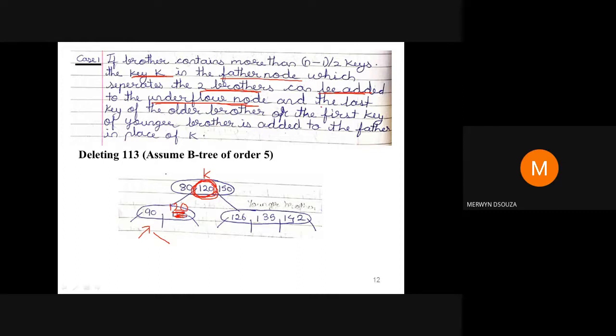So what I do, if there was some older brother here, I would have taken the last key. But since there is no other brother, this is only the older brother, I cannot take any more keys from here because it will cause an underflow. So I take the first key of the younger brother, that is this one, and I replace 120 with 126.